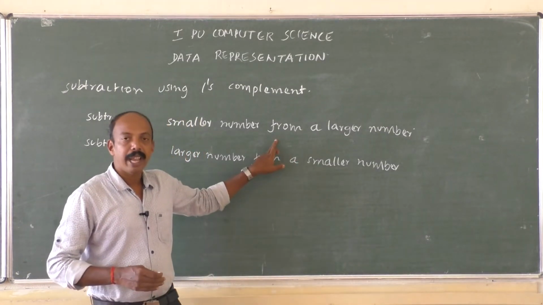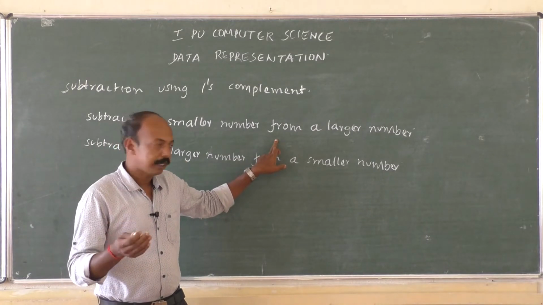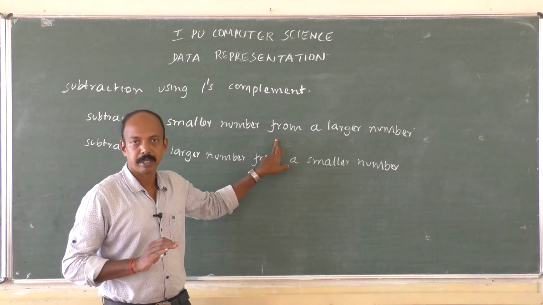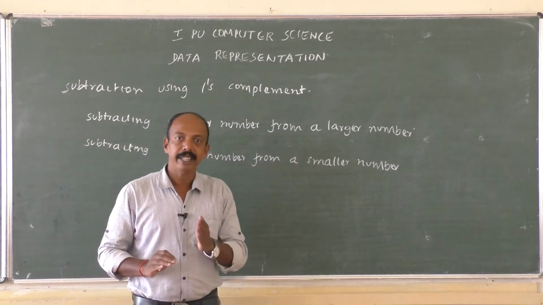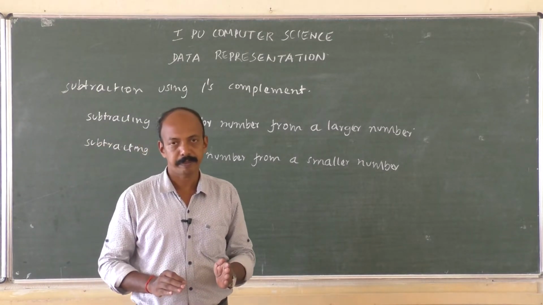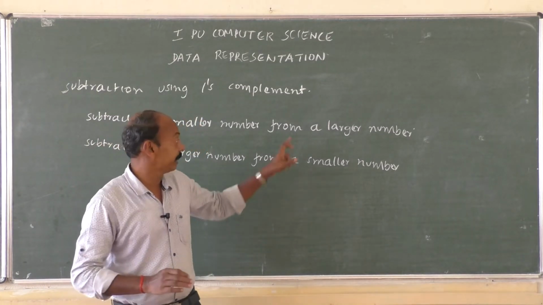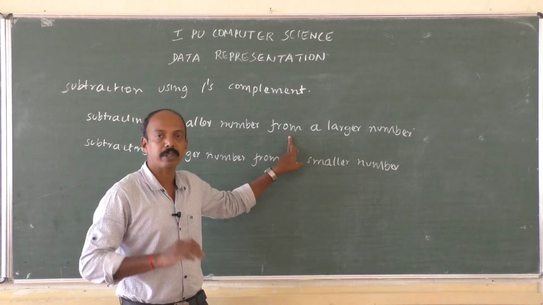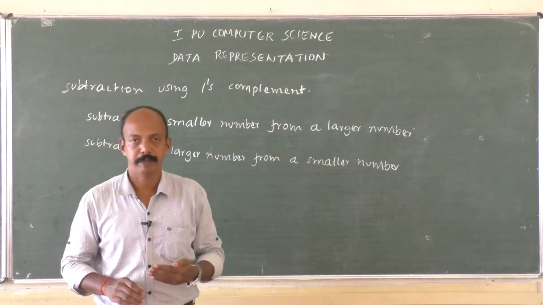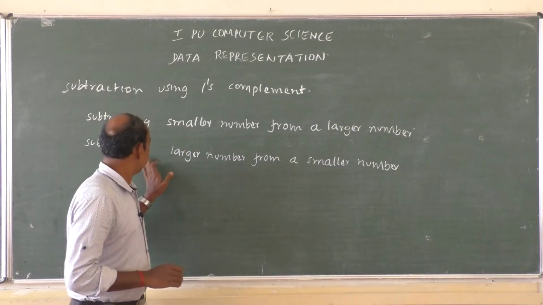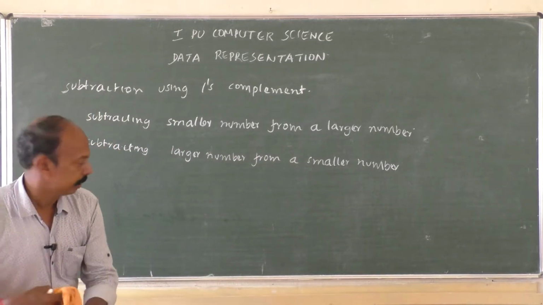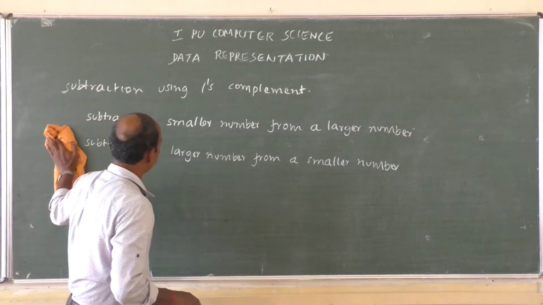In this case, when we add the one's complement of the subtrahend to the minuend, we will get an end around carry. It's compulsory to get an end around carry when we are subtracting a smaller number from a larger number. If there is no end carry in this case, that means we have gone somewhere wrong. We have to trace it back to see where we have gone wrong. Today we shall see subtracting a larger number from a smaller number.